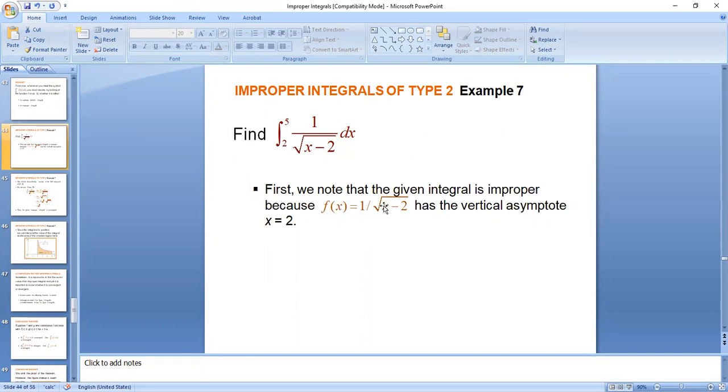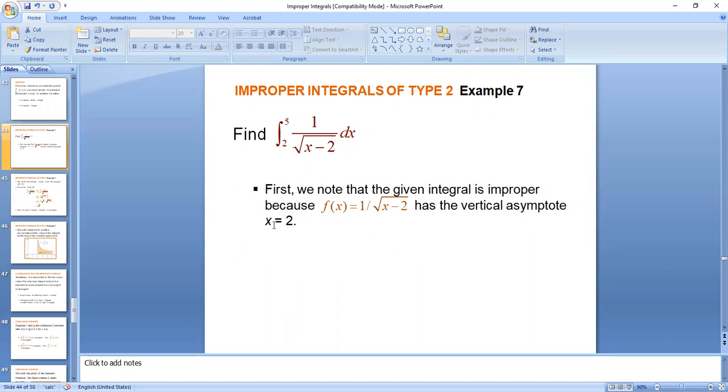First we note that the given integral is improper because for the function f(x) equal to 1 over the square root of x minus 2, you have the vertical asymptote x equal to 2. If you substitute 2 for x, you will have an infinite discontinuity for the graph of your function. As such, we say that the line x equal to 2 is the vertical asymptote.